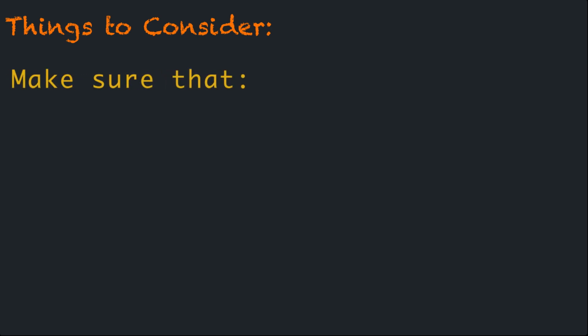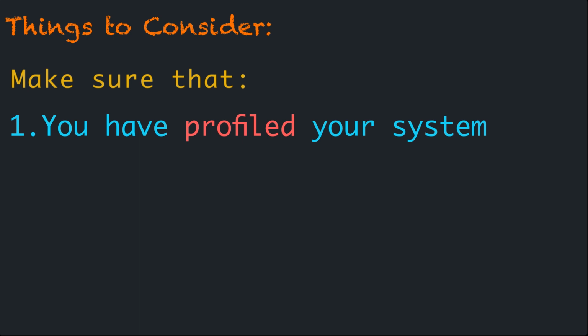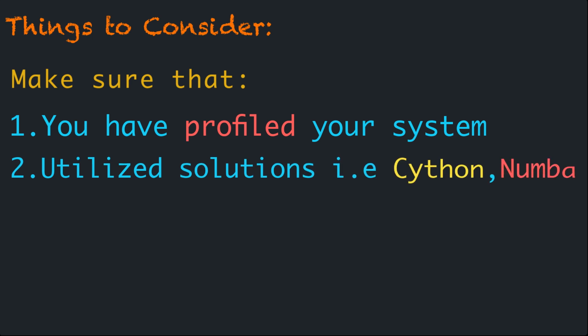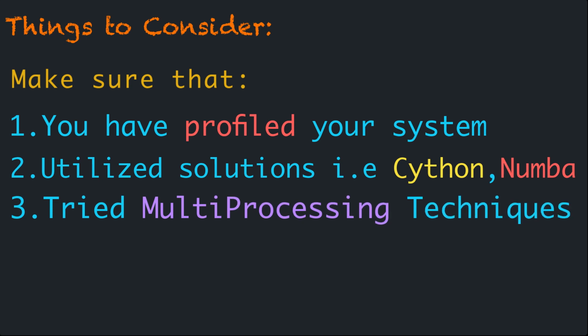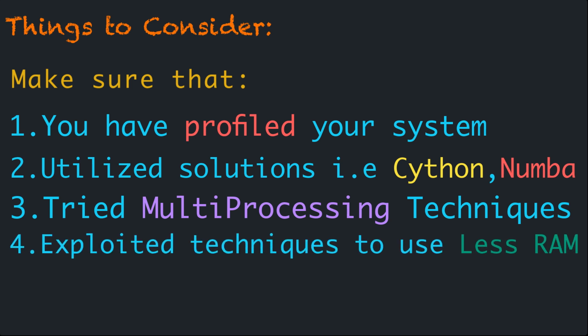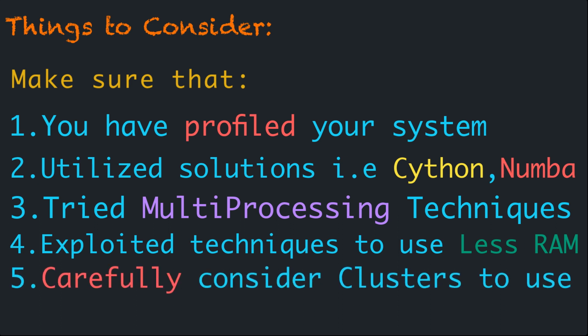Before you move to a clustered solution, do make sure that you have profiled your system so you understand the bottlenecks you have to overcome. Make sure that you have utilized compiler solutions like Cython or Numba, and exploited multiple cores on a single machine using the multiprocessing techniques we discussed earlier in this series. Make sure that you have exploited the techniques for using less RAM. Keeping your system to one machine will make your life easier. Move to a cluster if you really need a lot of CPUs or the ability to process data from disks in parallel, or you have production needs like high resiliency and rapid speed of response.